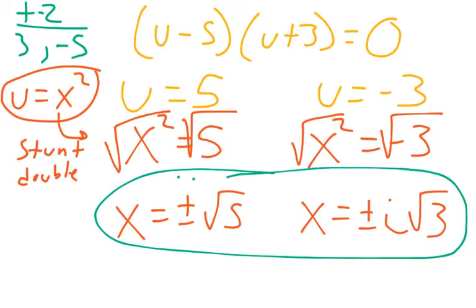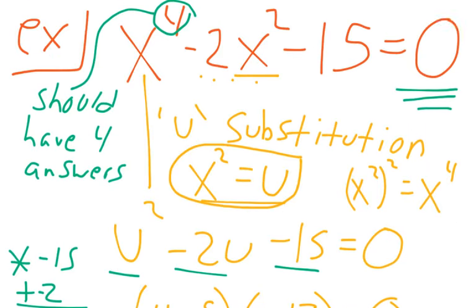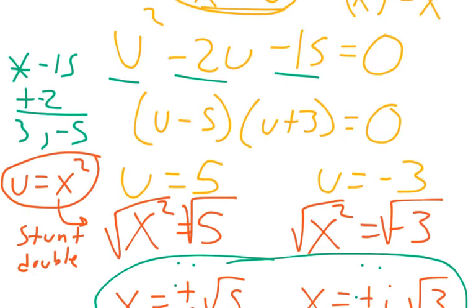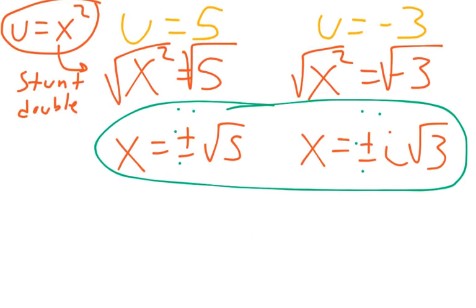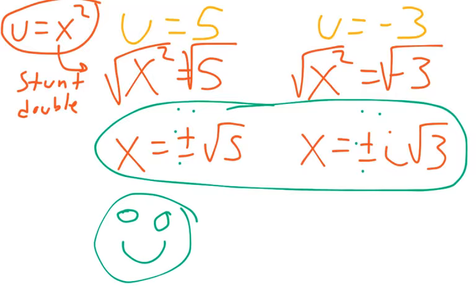There's 1, 2 answers here because of plus and minus, and there's 3, 4 answers here. So I'm supposed to have 4 answers because it was a 4th power. There it is. These are my 4 answers. And there you go. So I'm done. Do 2 more and we're out of here.